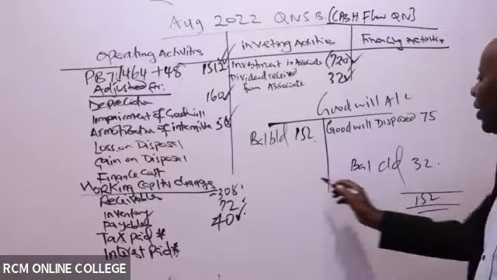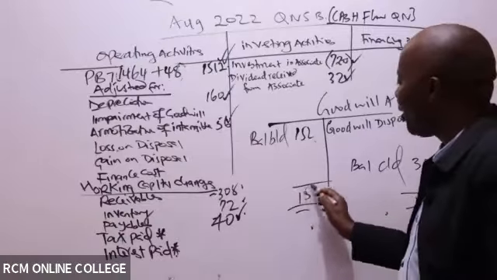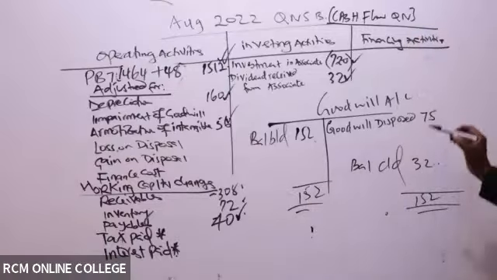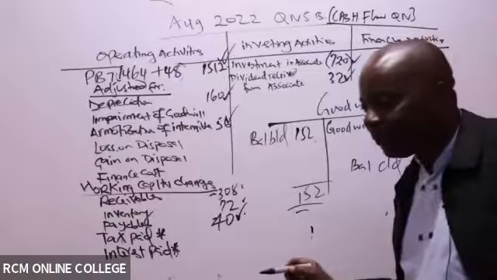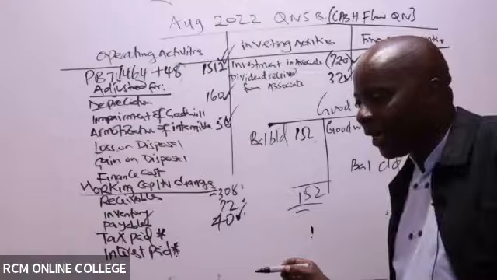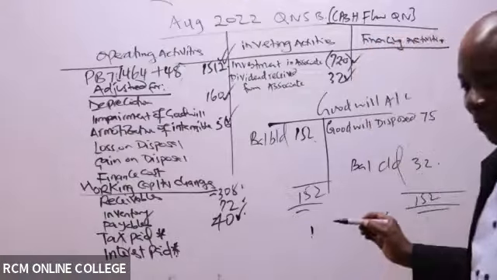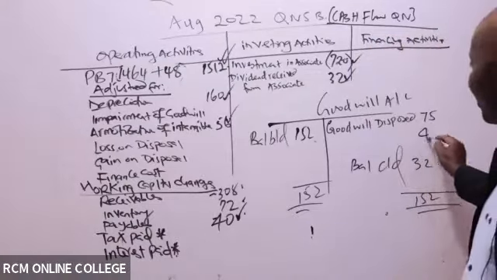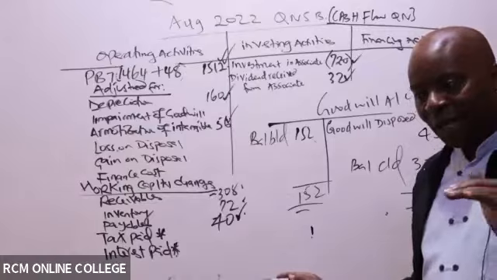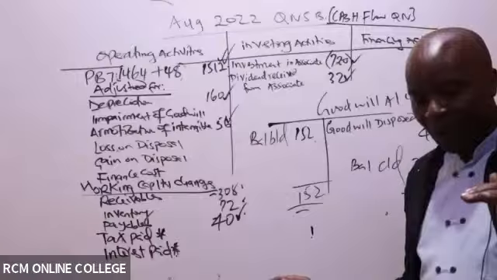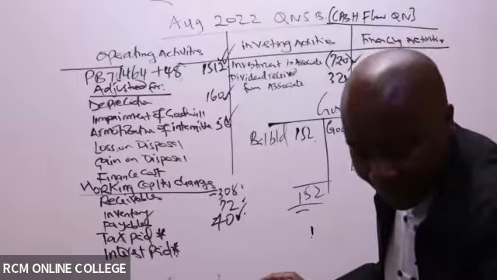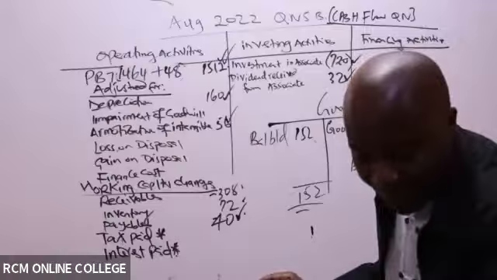So this balancing figure, 152. Are you able to subtract here? 152 minus this. What figure do we have here? 45, right? So what does this 45 here stand for? What does this 45 stand for?